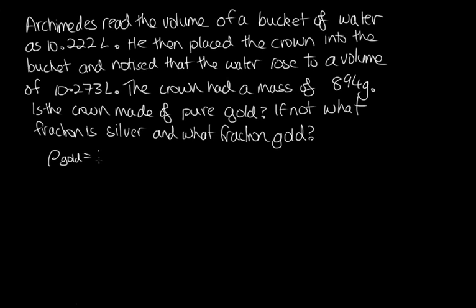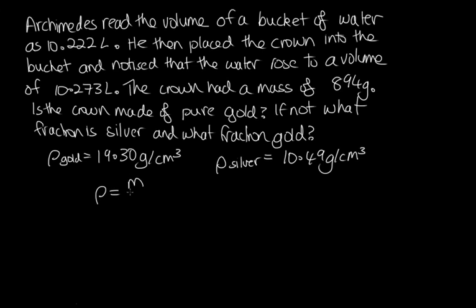And we're told that the density of gold is 19.30 grams per centimetre cubed, and the density of silver is 10.49 grams per centimetre cubed. So let's start by working out the density of this crown. That will tell us if it's made of pure gold or not. So to work out the density, we're going to have to use the density is equal to the mass over the volume. So we'll need to start by working out the volume of the crown.